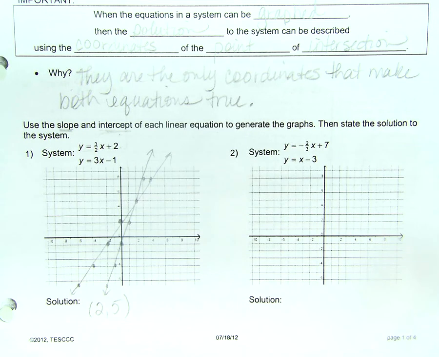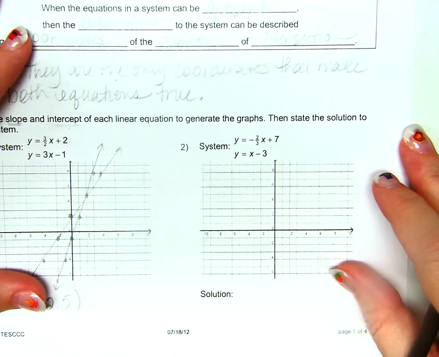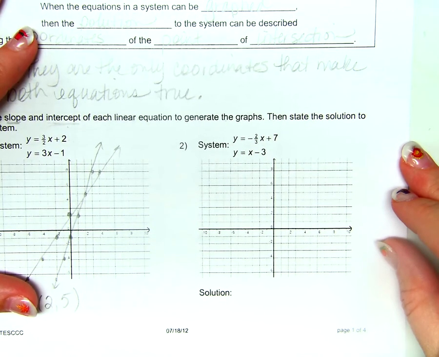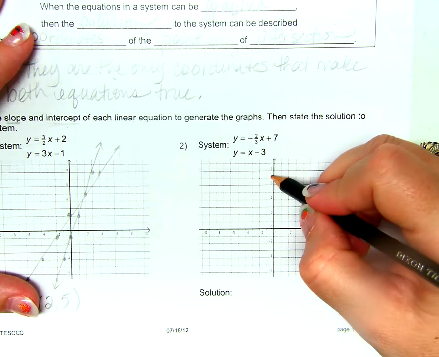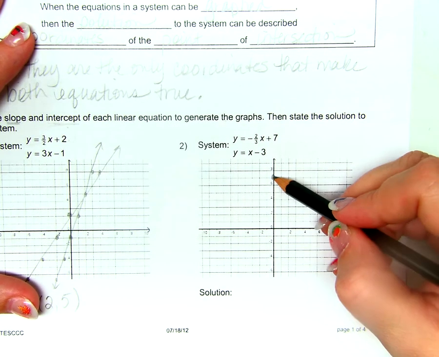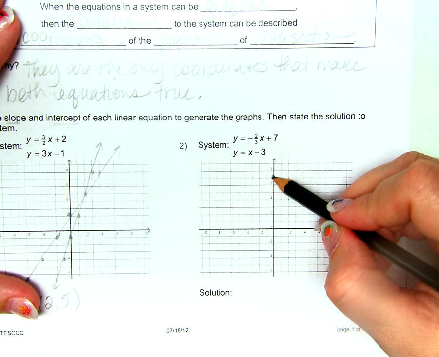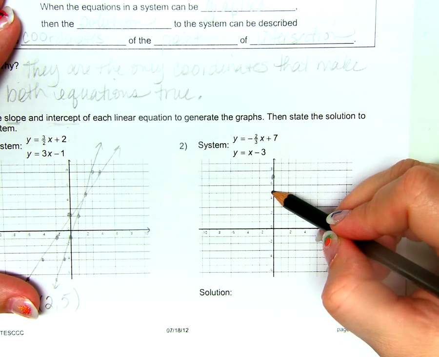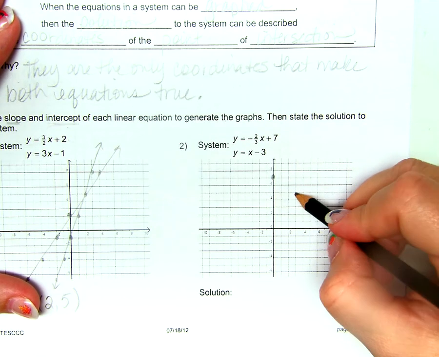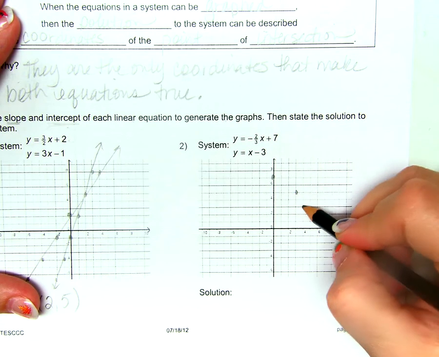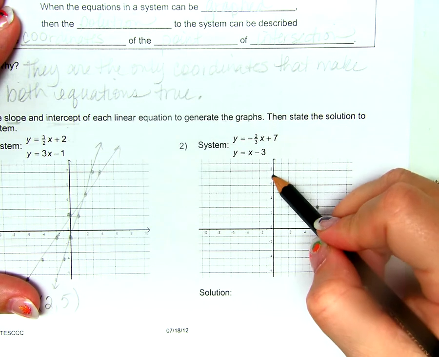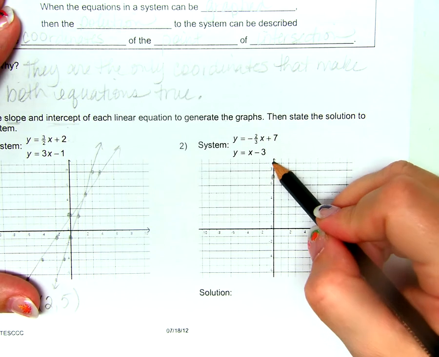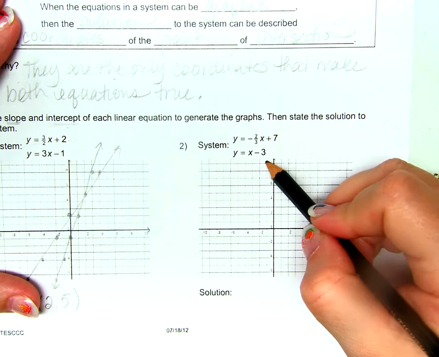Okay, let's do number 2 then. How do I start? 7 where? Up 7? And then? Down 2? Right 3. Down 2, right 3. Could I go up 2? As long as I go left 3.